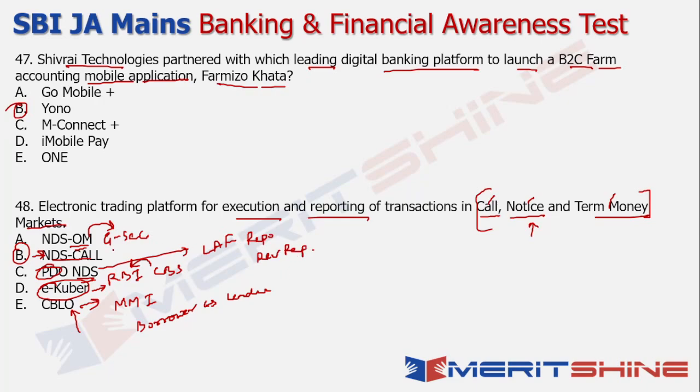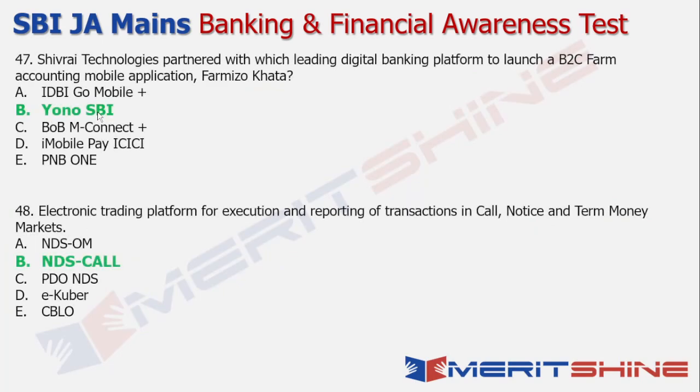So that's the answer. Now, moving on to the answers here, wherein I wanted to highlight which of these mobile applications belong to which of the banks. So IDBI has Go Mobile Plus, YONO is SBI, BOB has M-Connect Plus, iMobile Pay is your ICICI, and PNB has something called One. So the answers, of course, in this case are YONO and NDS call, but this is more for you to know which are the other mobile applications of the other banks.